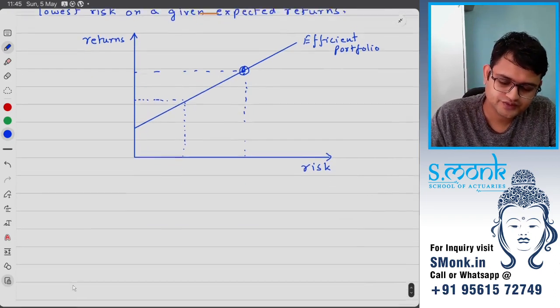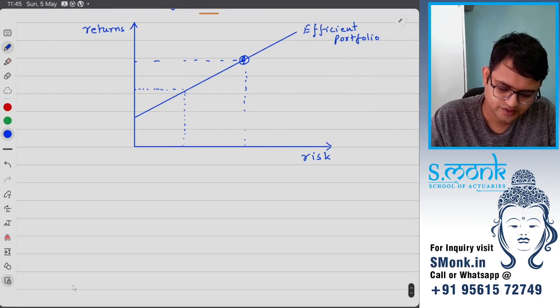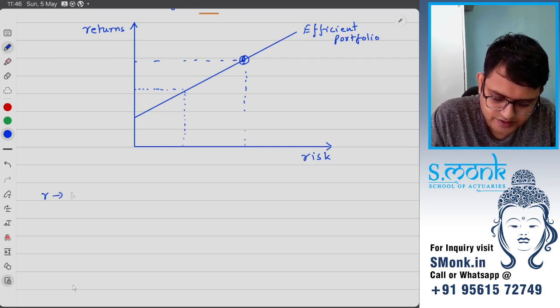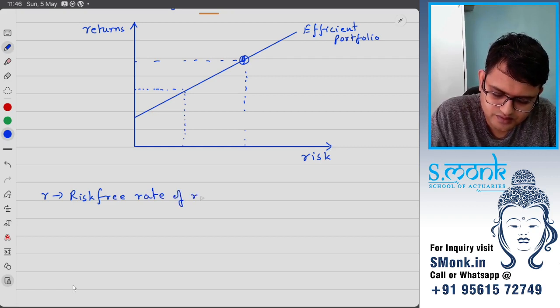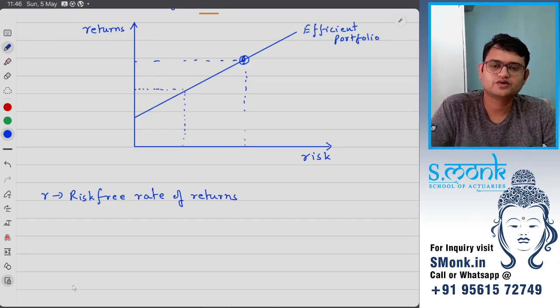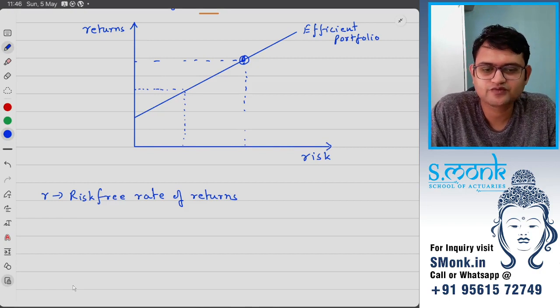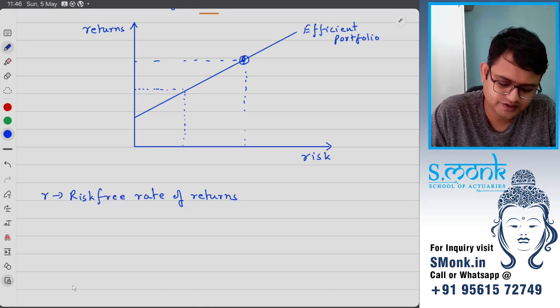Now for a few terms. We are going to use R as the risk-free rate of returns. What it is used for, we'll talk about later. Right now we'll just understand what we have. R, we'll say, is the risk-free rate of returns.